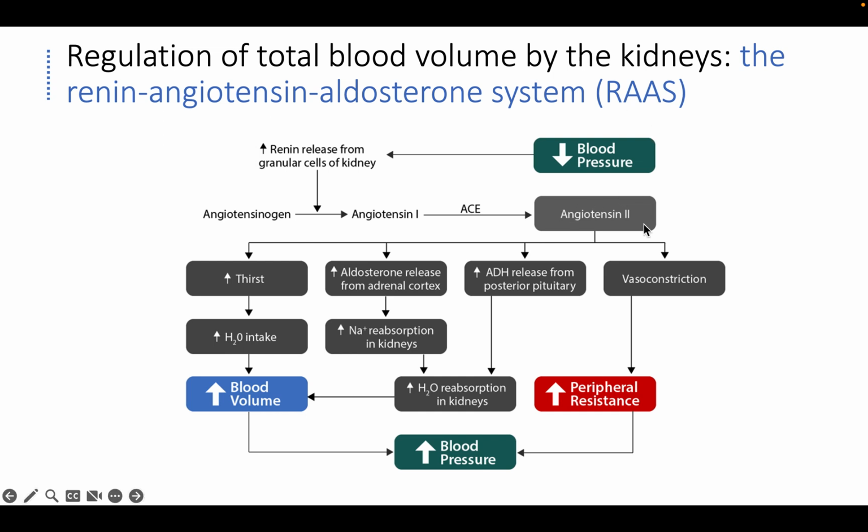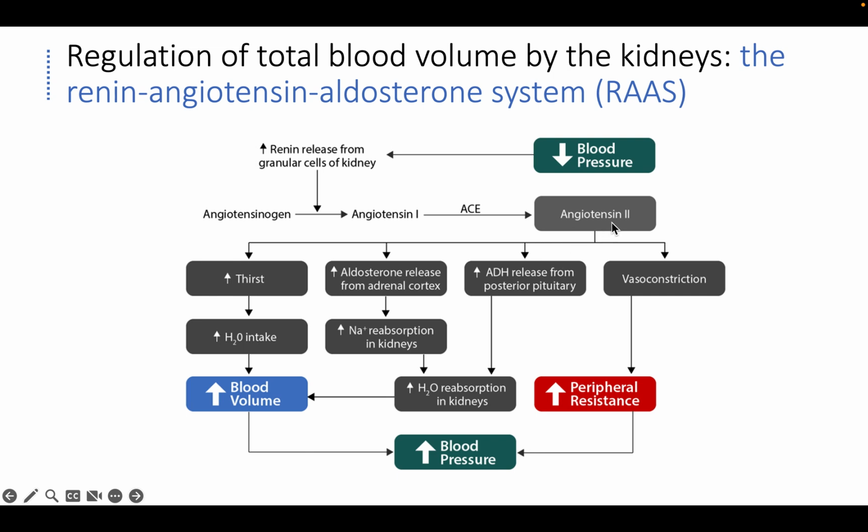So if we convert angiotensin 1 to 2, angiotensin 2 does a lot of things, right? So one, it's going to vasoconstrict. So if you look at the word angiotensin, angio refers to blood vessel or vessel. Tensin is referring to tense or constrict, right? So angiotensin 2 literally causes vasoconstriction, right? Which is going to increase resistance, which increases pressure, right?